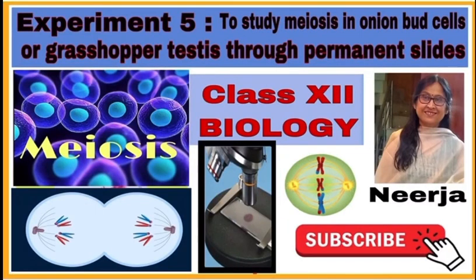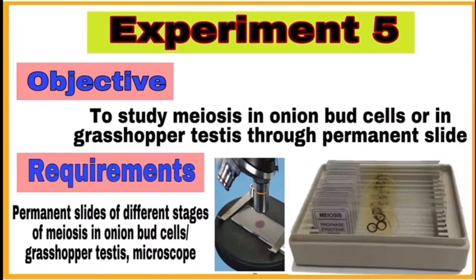Hello students, this is the fifth experiment, that is to study meiosis in onion bud cells or grasshopper testis through permanent slides, and you can complete your writing part of the experiment through this video. Write objective of the experiment: to study meiosis in onion bud cells or in grasshopper testis through permanent slides.